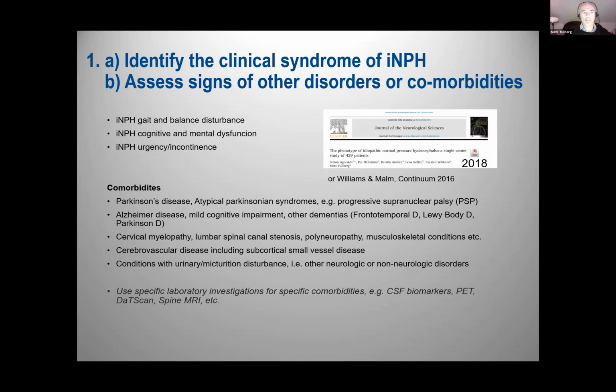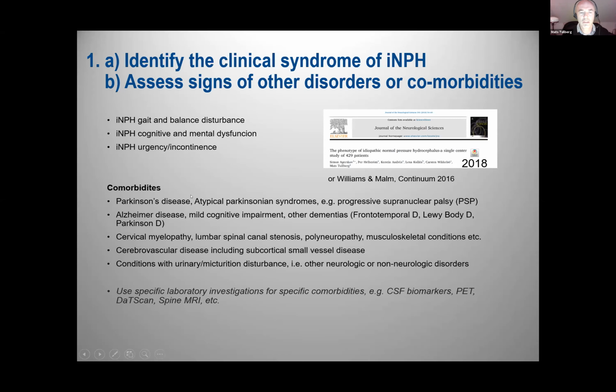Okay, so in my view, when we perform workup of patients with suspicion of INPH, we should start by doing the clinical assessment and hereby identify the clinical syndrome of INPH, which I think is really a syndrome, a separate syndrome. It's not just something that we diagnose after ruling out other disorders explaining symptoms.